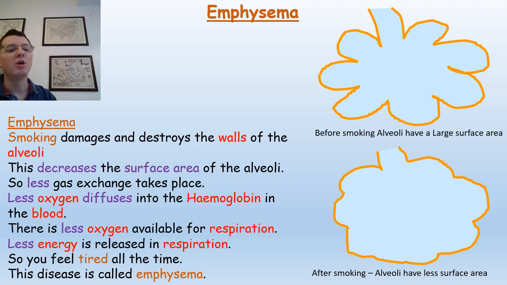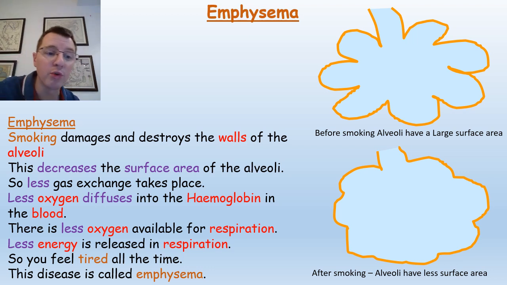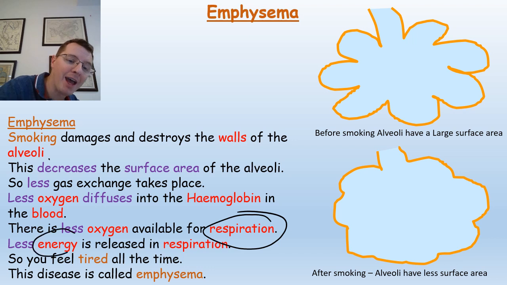So emphysema: smoking damages and destroys the walls of the alveoli, and this decreases the surface area of the alveoli, so there's less gas exchange taking place. Less oxygen diffuses into the hemoglobin in the blood, there's less oxygen available for respiration, so there's less energy release in respiration, so you feel tired all the time. This disease is called emphysema.